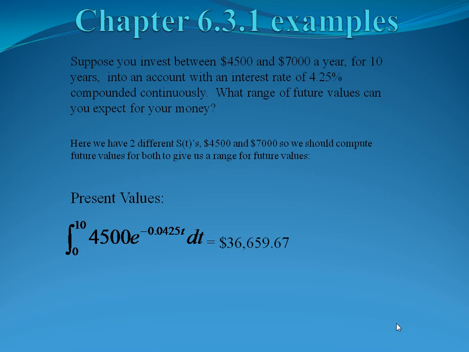$36,659.67. We want to do the same calculation, but now use $7,000, which is the high end of our investment range. So the present value there, when we integrate, will be $57,025.15. Now that we have a range for our present values, we can go ahead and use those to calculate the range for our future values.